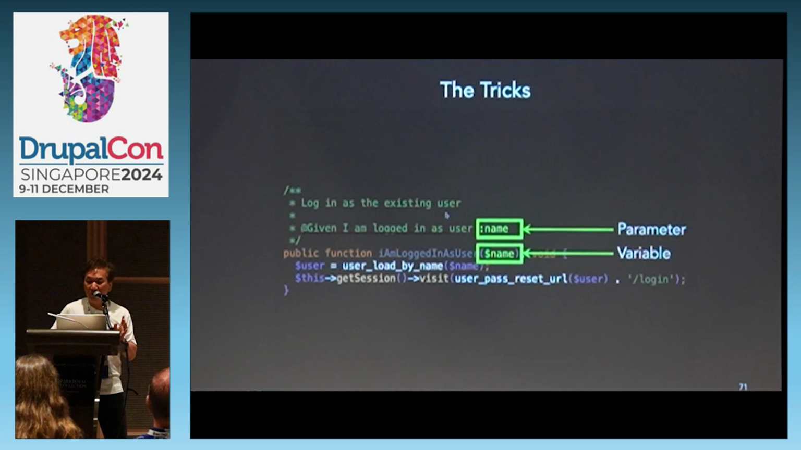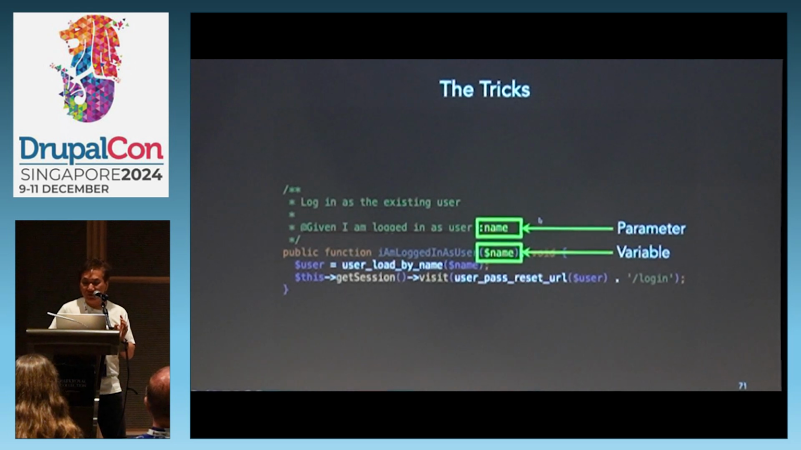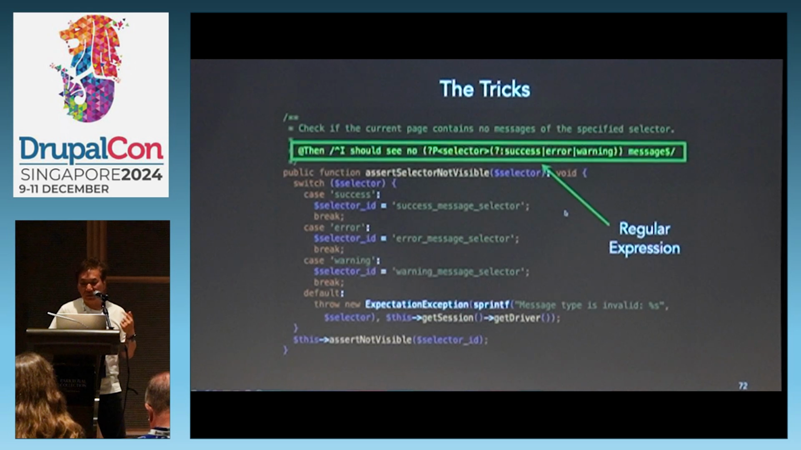So here is the example of associating the parameter in the sentence and the variable in the code. We can include a parameter as the placeholder in the sentence, and the logic can take over the parameter as the variable into the function method arguments. In this slide, the column name here, parameter, is mapped to the variable below, the $name. So we can even define the sentence using regular expression.